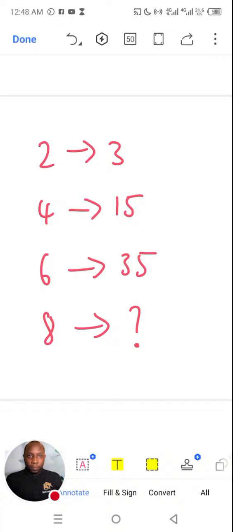What will 8 produce? Look at the pattern. Study it very well, and tell me what the answer is going to be.